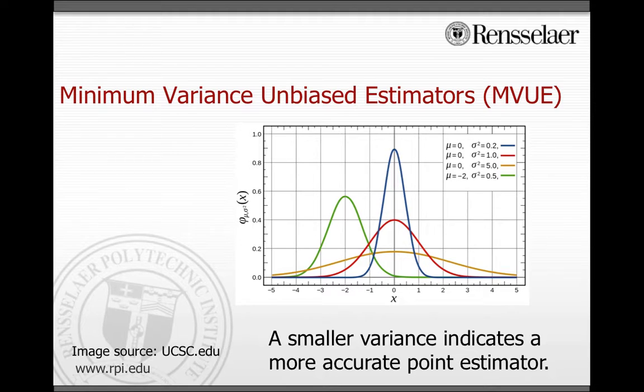You can check the variance of the estimators by either calculating out the variances or plotting the probability density functions of the estimators on a graph like the one shown here. In this case, the blue curve has the smallest variance and would be preferable to the other estimators shown. Blue indicates a more accurate point estimator because the spread is so compact.